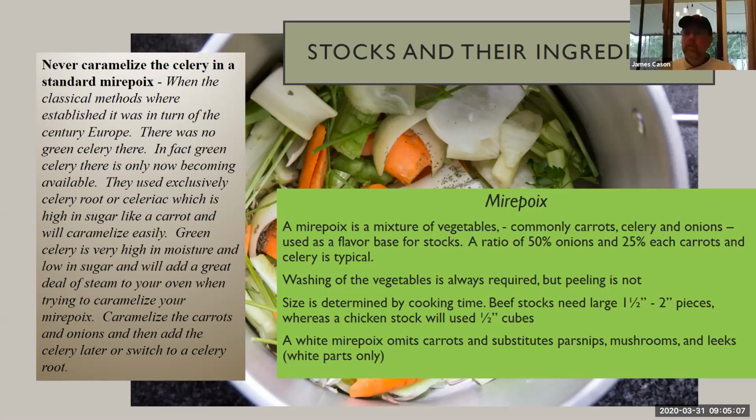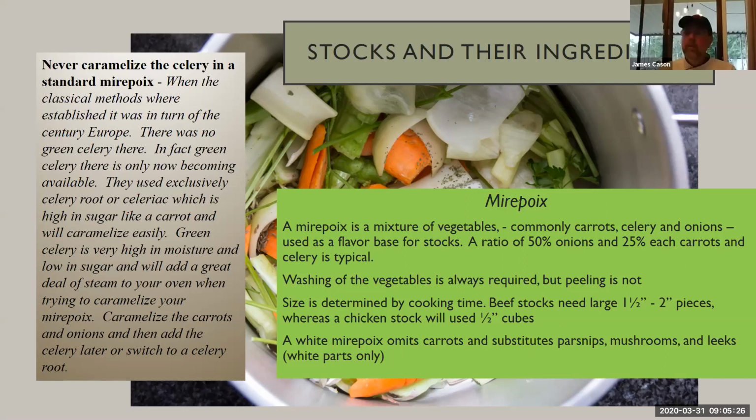Let's say you are out of celery and you say, oh, well, I'll just double the carrots in my mirepoix. Now you have onions and carrots. And what happens is now you have two vegetables that both have a high degree of natural sugars that come out when they're cooked.